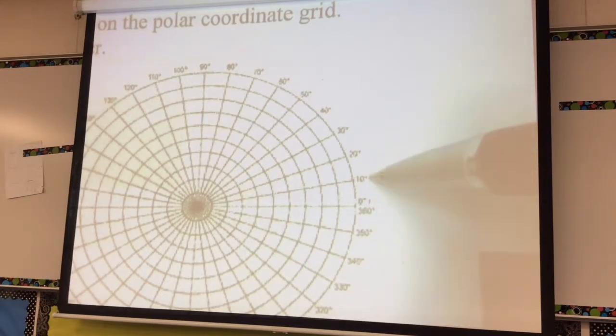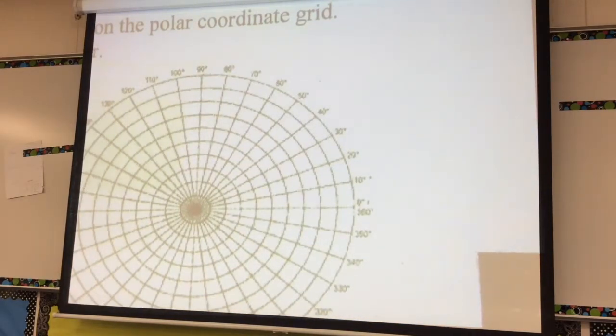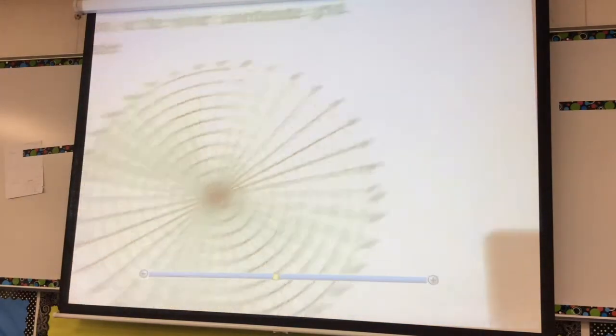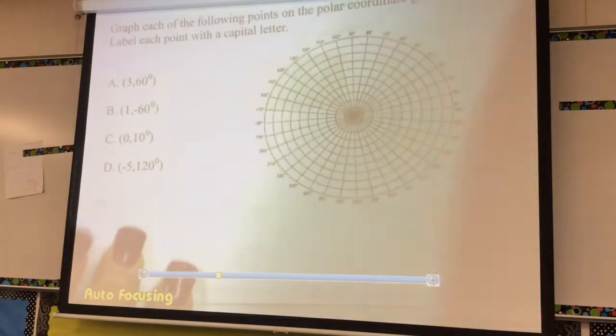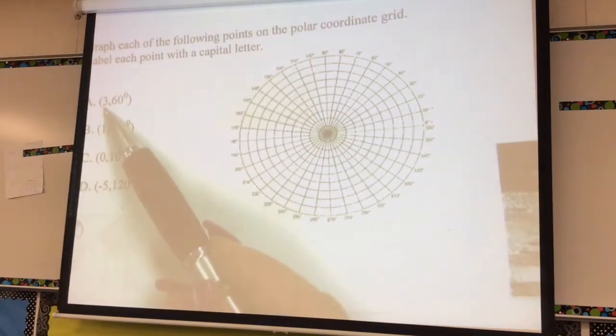This one is going in increments of 10 degrees. So 10, 20, 30, 40, 50, and so on around the circle. Knowing that, we're going to graph A, B, C, and D, and we're going to put letters next to them in the correct spot. All right, let's talk about these concentric circles. Why are they in the picture? Well, R is the number of circles away from the pole.